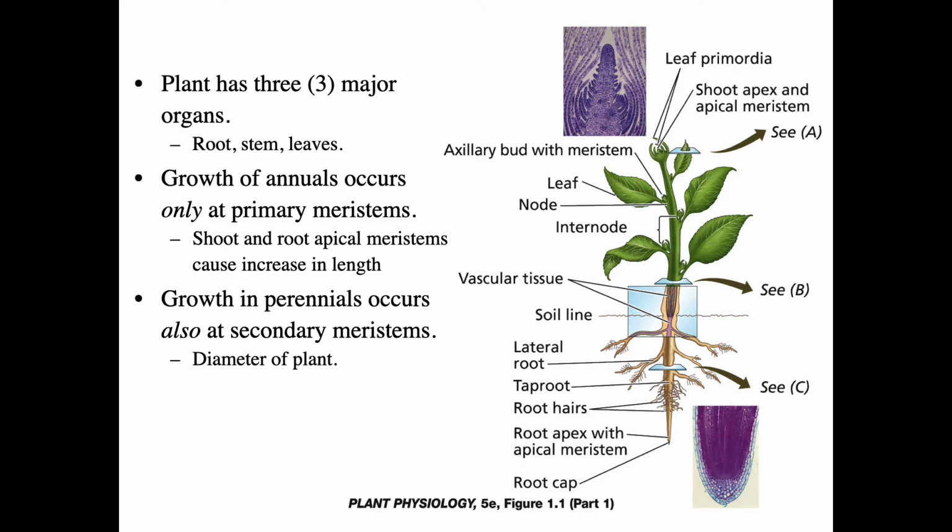So the growth of annual plants occurs only at primary meristems. As you can see in this picture, there is a shoot meristem at the top of the plant where the shoot apex and apical meristem are shown. And there is also a root apical meristem, which is at the tip of the roots. At the base, you can see a root apex with an apical meristem. These meristems divide, the cells divide, and allow for the formation of new organs and the growth of the plant in a lengthwise manner. This image comes from the textbook Plant Physiology and was the textbook I used in my course, but I will be adding other figures of my own throughout the course as well.